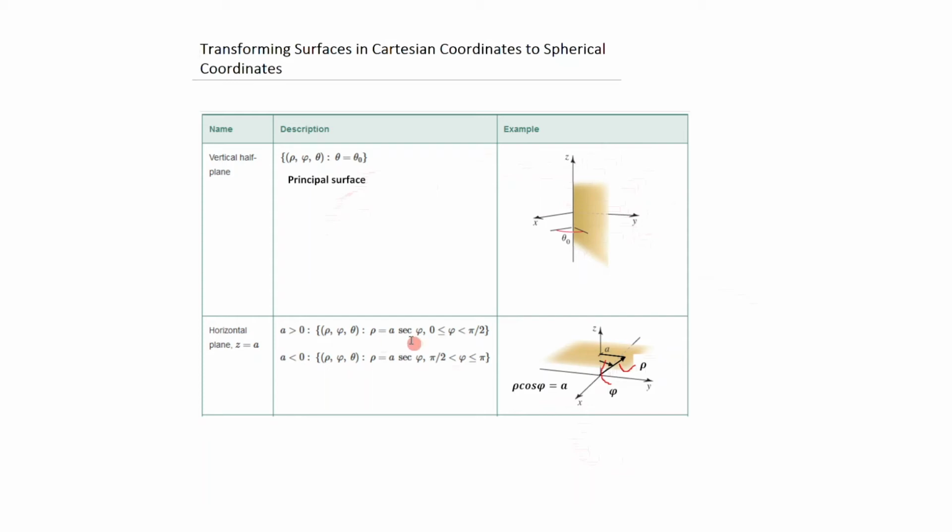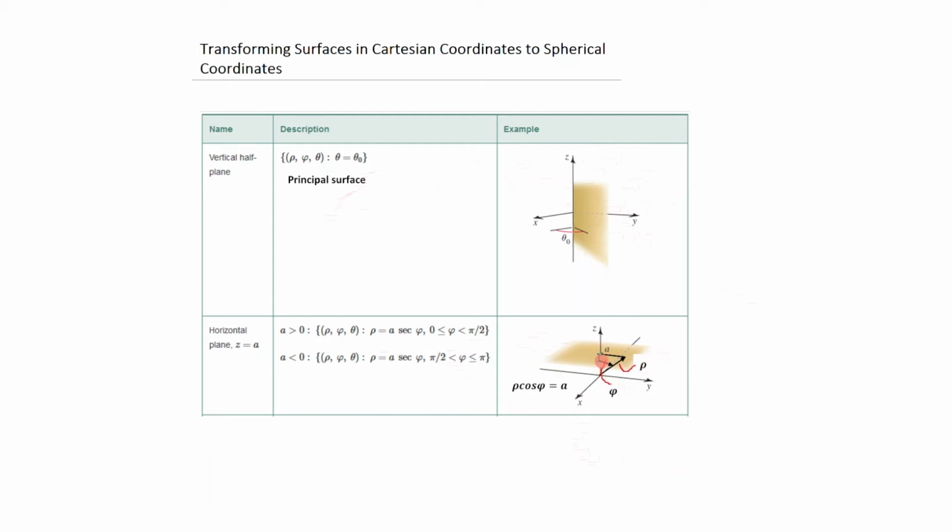Now what about the values of phi in this case? Well, phi can only go from 0 to pi by 2. At pi by 2, this would be pointing in this direction. And the angle theta, of course, would be from 0 to 2 pi, and so you would be mapping out this infinite plane located at z equals a.